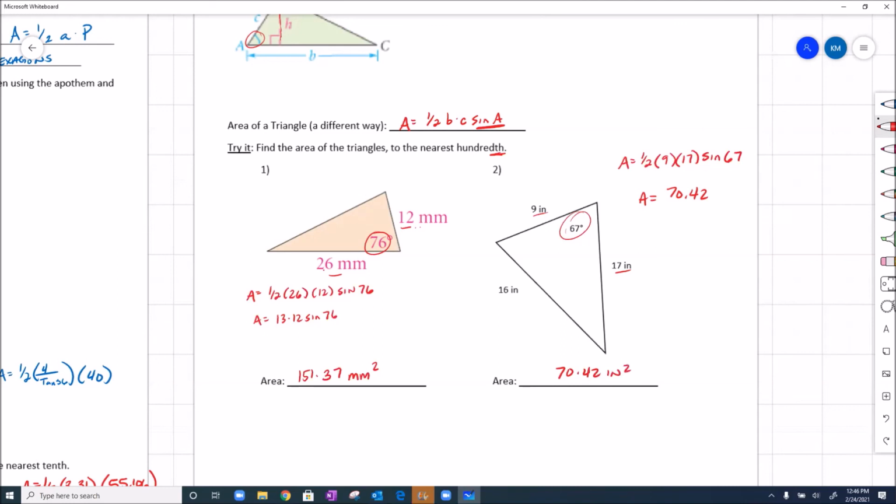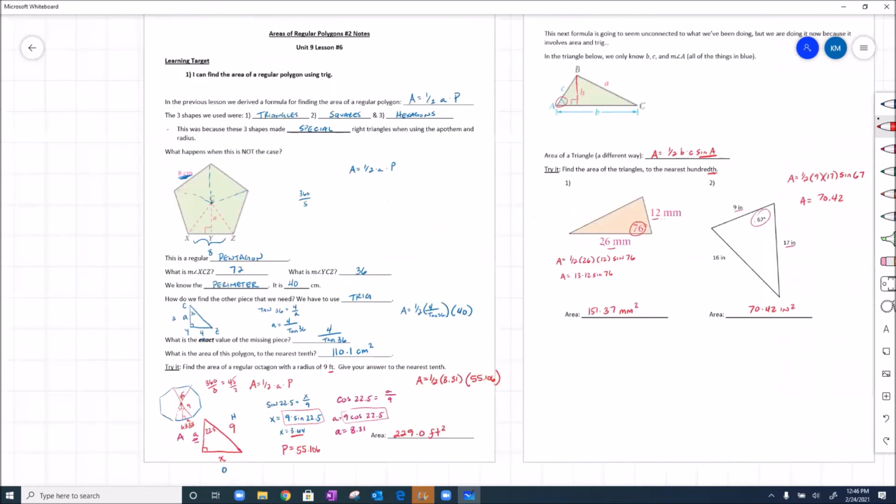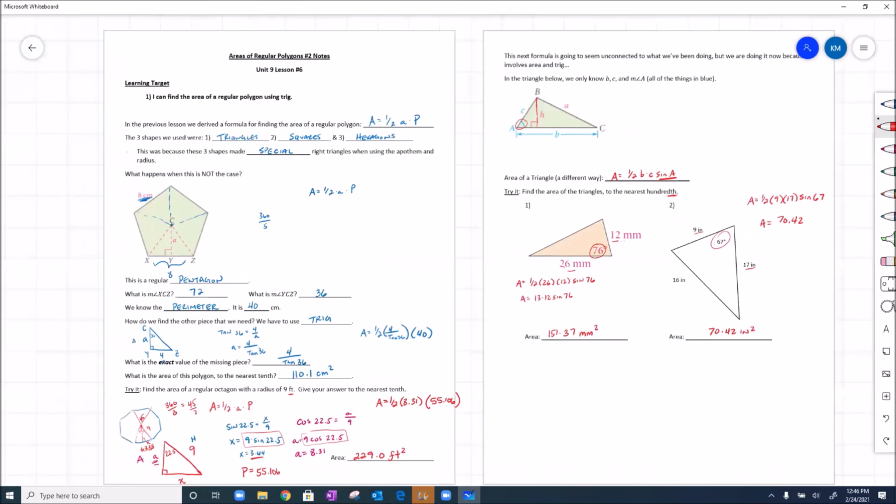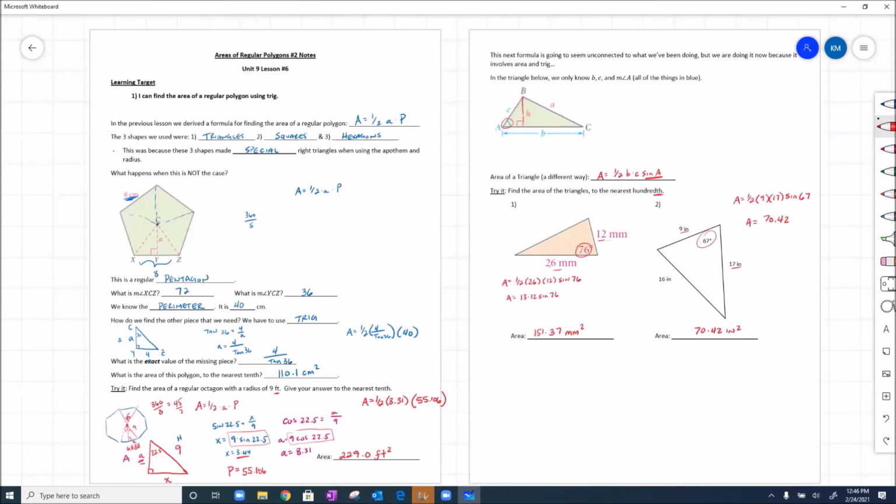All right, so we found out how to find the area of a regular polygon, any regular polygon, not just triangles, squares, and hexagons. And then we found another way to find the area of a triangle using area equals 1/2 BC sine A.